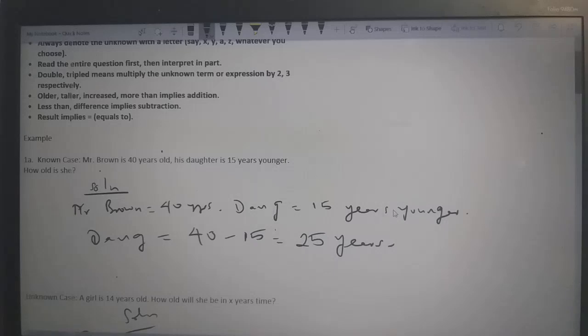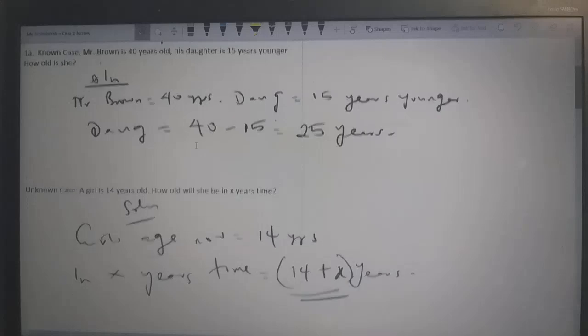his daughter is 15 years younger, like you can see on the screen. That is the second statement. Now, how old is she? To know how old she is now, we need to do what? Subtraction. Because she is younger, it means her age is less than that of her dad. So we are doing 40 minus 15, and that will give us 25 years. She's 25 years. This may not be applicable in real life, but according to the question, that is what we have.